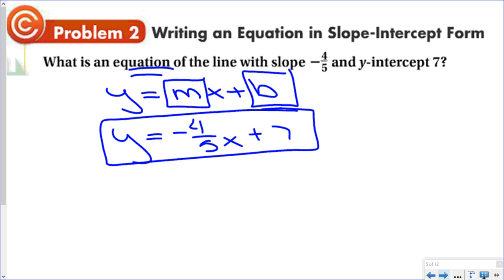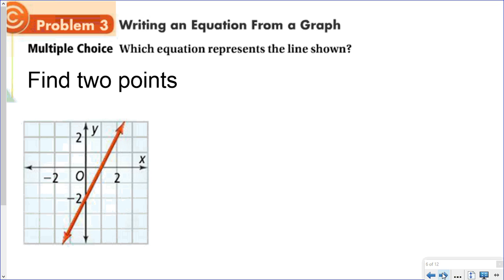There's a problem coming up here where they just give you the points, and that's going to take a little bit more time. So which equation represents the line shown? Again, we want to know what m is, we want to know what b is, and then we can write the equation.